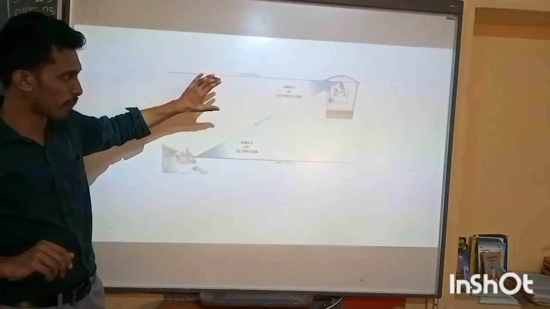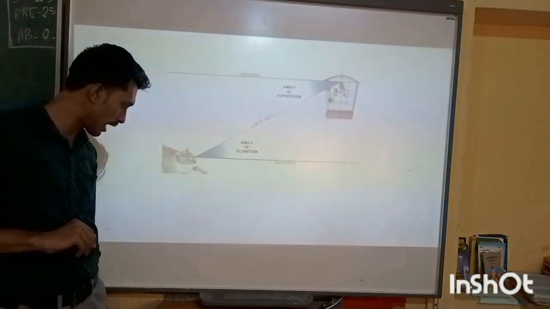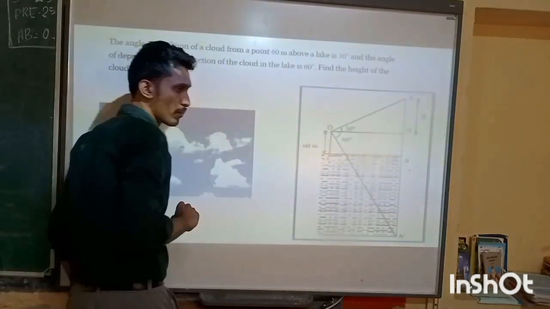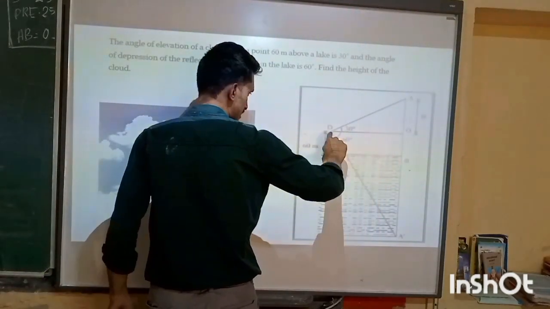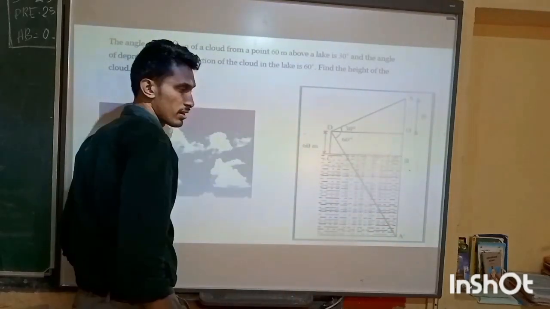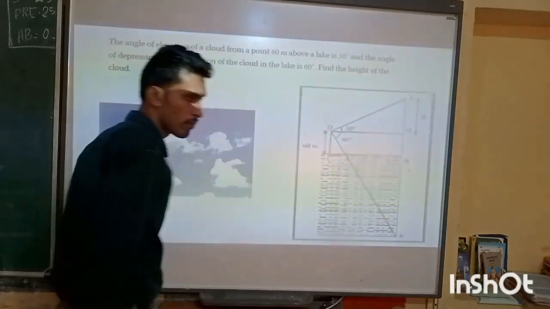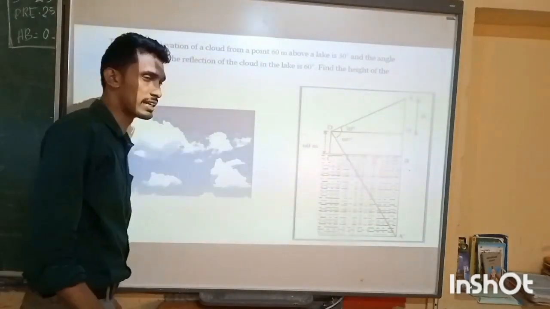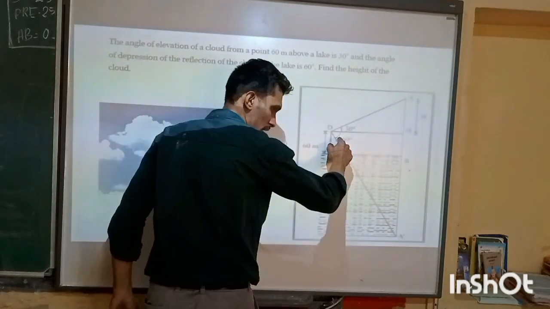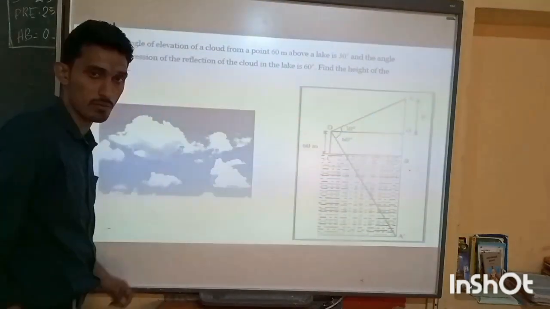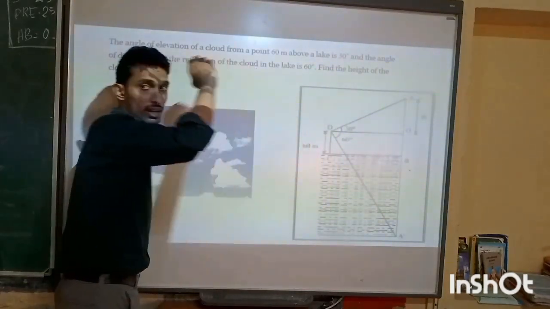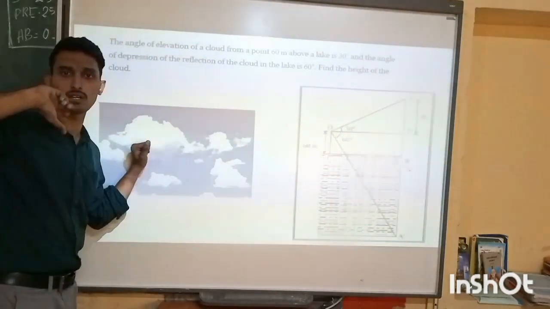Now when we apply this same concept in our cloud question, the angle of depression is formed, and you can see the exact Z shape here, and this will also be 60 degrees. The angle formed with the depth of the water level, that is the reflection, will also be 60 degrees. So 60 degrees here, 60 degrees here. Now what do we have to find? We have to find the height of the cloud from the ground level.